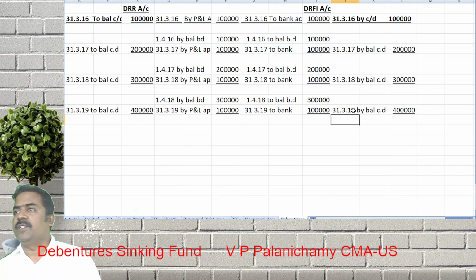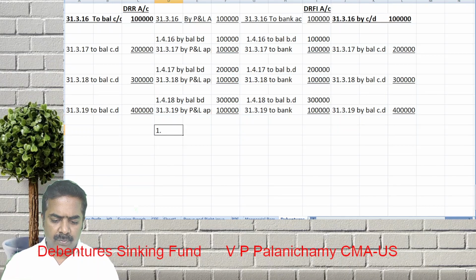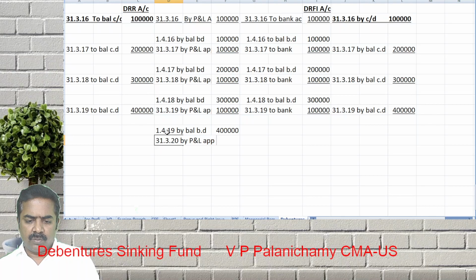So we are moving to which year? The last year. In the last year the opening balance will be the same. 1/4/2019 by balance brought down, opening balance will be 4 lakhs. Then will you take money from the P&L account on 31st March 2020? Yes. By P&L appropriation account, how much will we take? 1 lakh we will take.